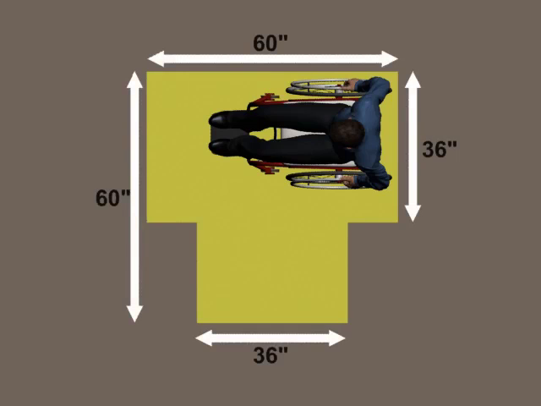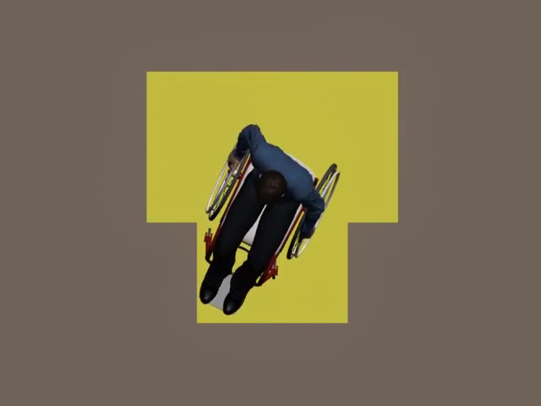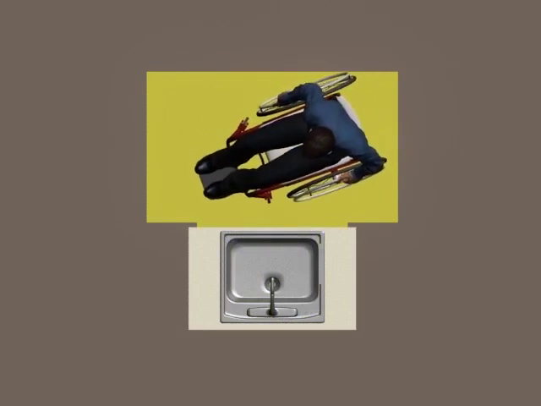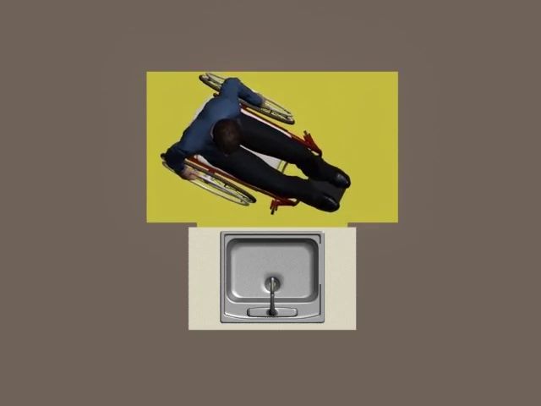Turning space can also be provided in the shape of a T that is at least 60 inches by 60 inches overall, with segments at least 36 inches wide. This space can be oriented for approach on any segment of the T. Objects with knee and toe space can overlap only one segment of the T so that the other two remain clear for approach and backing up.